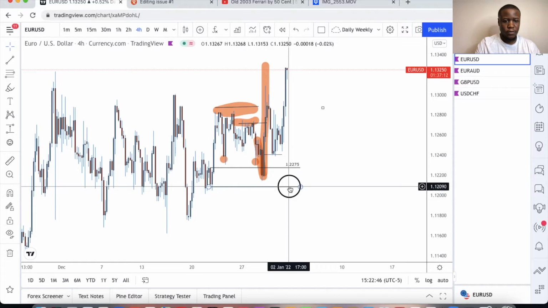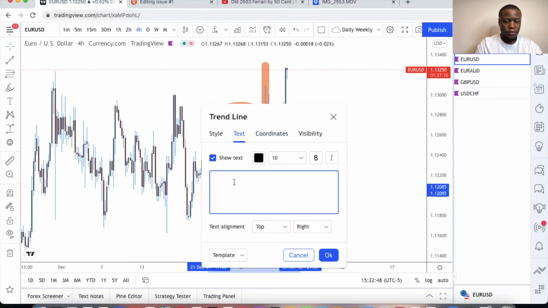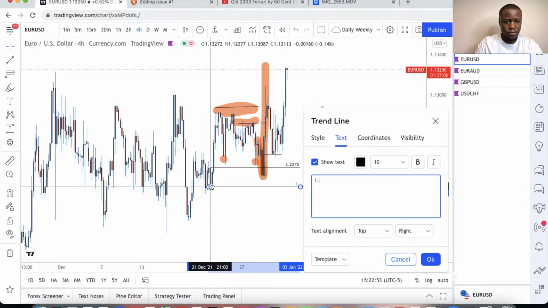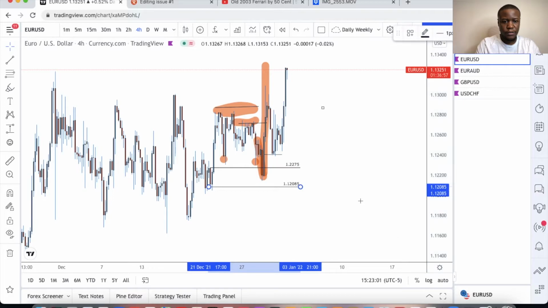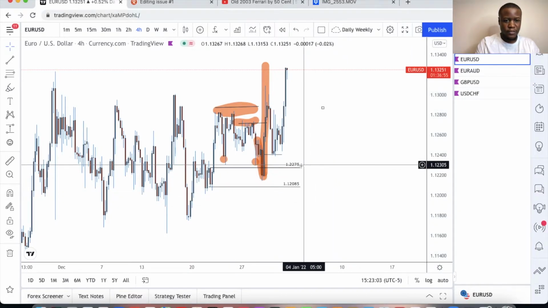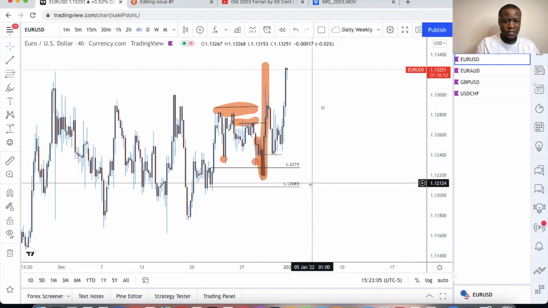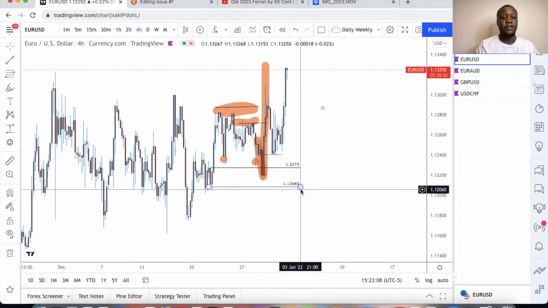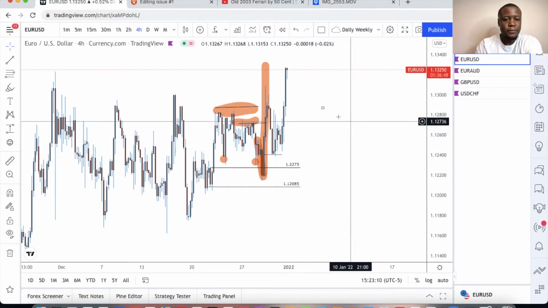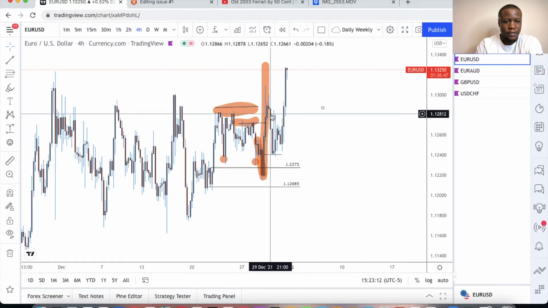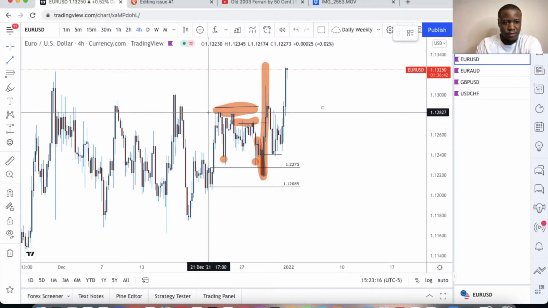All right. Add that level right there. 1, 2. 1.2085. All right, so this will be your entry. This will be your stop. As far as for take profit, your take profit could be this level right here.